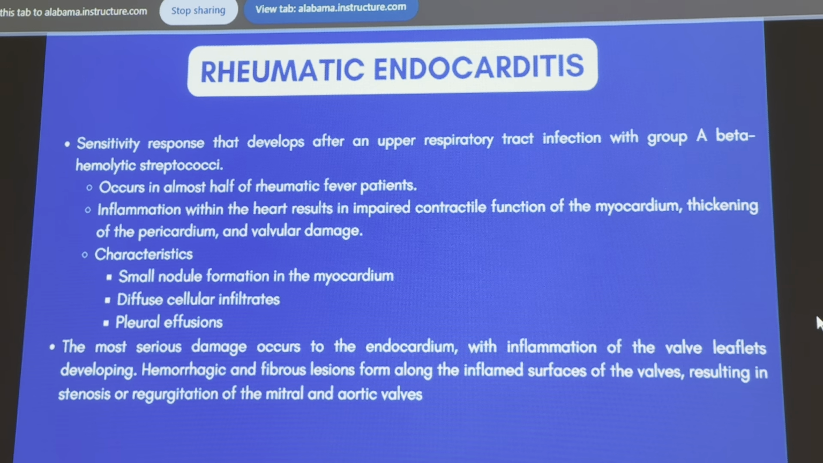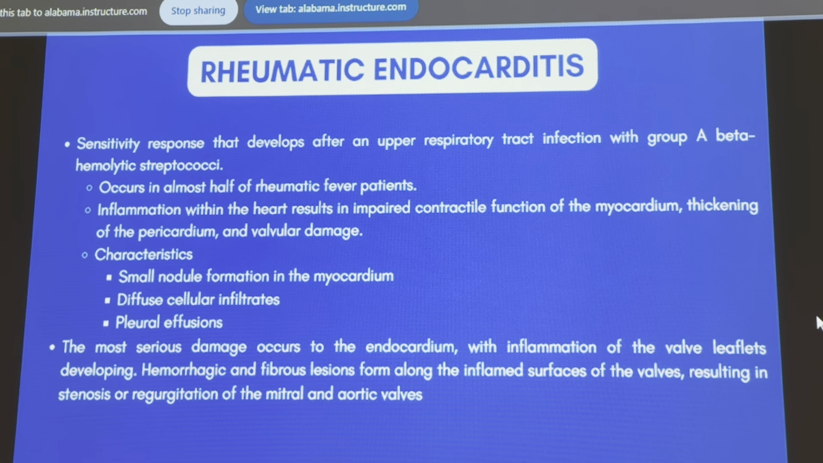It creates these small nodules, these little scar tissue areas that cause valvular damage. That can cause valvular stenosis or valvular regurgitation. We're going to talk about those in just a minute, but that's how it happens, the characteristics of this rheumatic endocarditis. I would probably highlight this whole section, that last bullet point. That's what's important about rheumatic endocarditis: it causes damage to those valves.